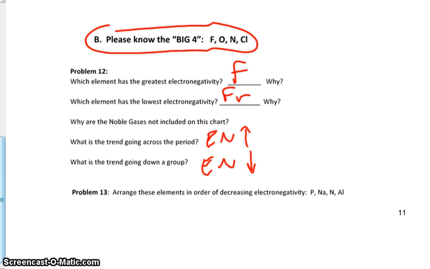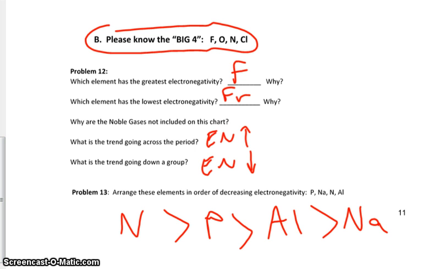So it says arrange these elements in order of decreasing. So in other words, put the most electronegative first and then the least electronegative last. So I'll give you a minute if you haven't done already. Think about it and see how you do. All right, hope we got that.